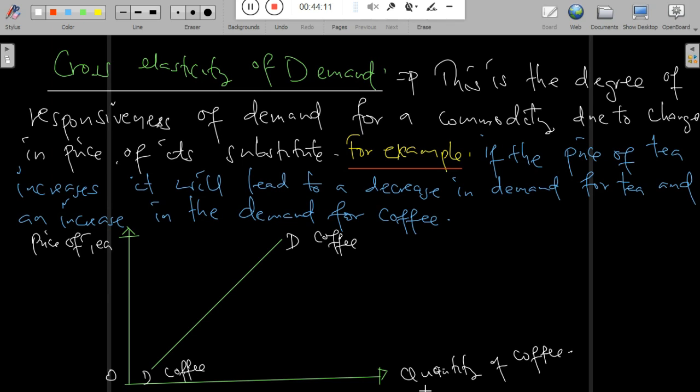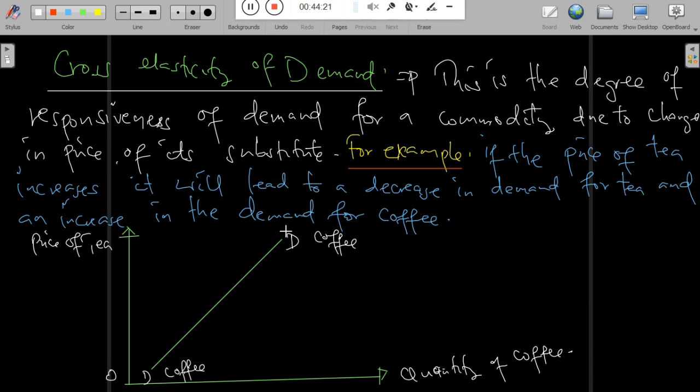Cross-elasticity of demand is the degree of responsiveness of demand for a commodity due to a change in the price of its substitute. For example, if the price of tea increases, it will lead to a decrease in demand for tea and an increase in demand for coffee.